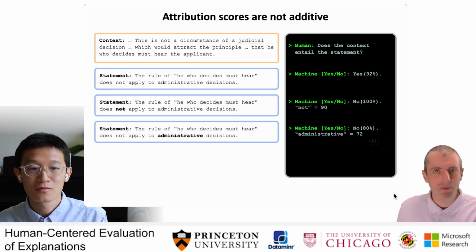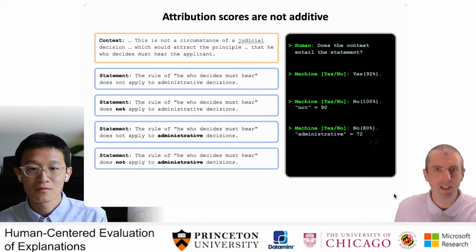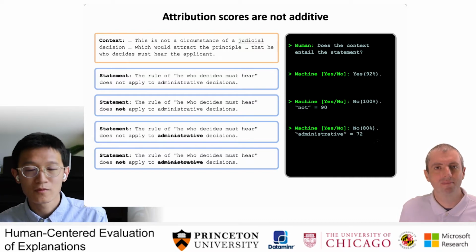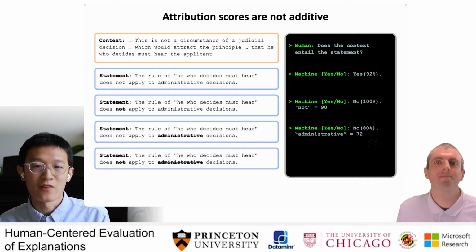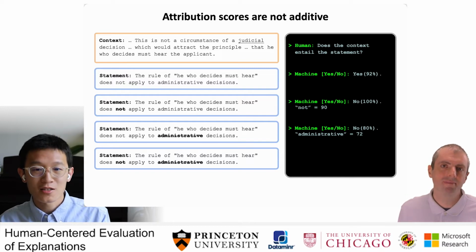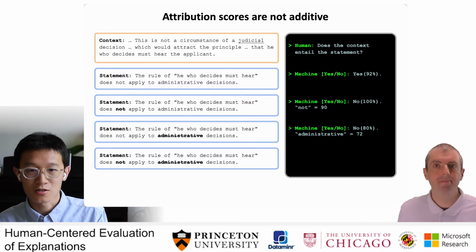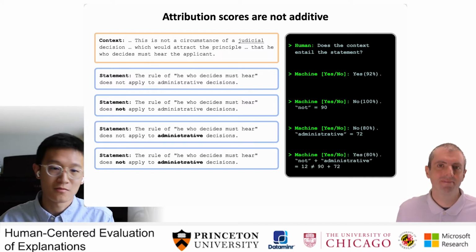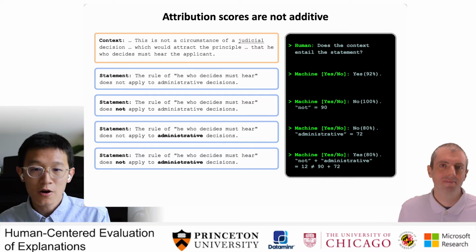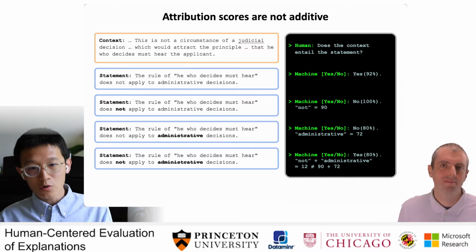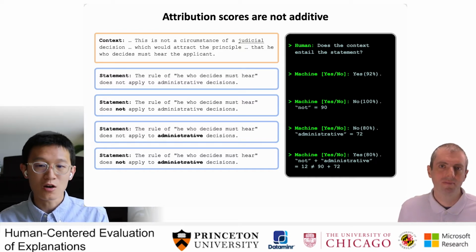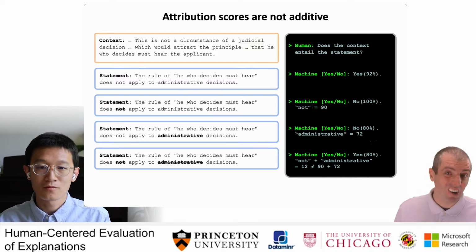The input becomes "the rule of he who decides does apply to decisions." The statement becomes a bit vague, but it's definitely implied by the context which says it applies to judicial decisions. Correspondingly, the model answers yes with lower confidence, let's say 80%. Comparing this to the original input, we conclude that the attribution score of these two words should be 12, which is not equal to 90 plus 72. In other words, the attribution scores aren't additive.